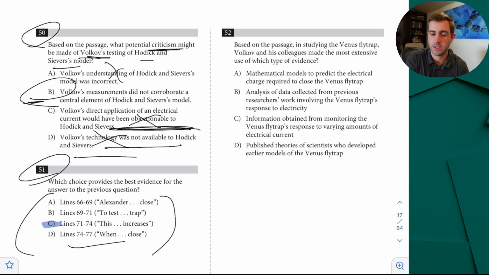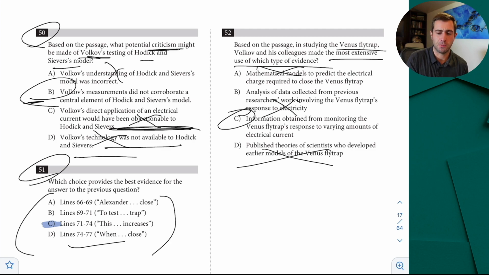Then 52. Based on the passage, in studying the Venus flytrap, Volkov and his colleagues, I'm getting tongue-tied, made the most extensive use of which type of evidence? Well, nowhere did I see mathematical models. Analysis of data collected from previous researchers' work involving the Venus flytrap's response to, here is our wrong word, we showed that they were the first ones doing electricity as far as we know, so we cannot pick that. Information obtained from monitoring the Venus flytrap's response to varying amounts of electrical current, that's exactly what they were doing. We don't see earlier models of the Venus flytrap.